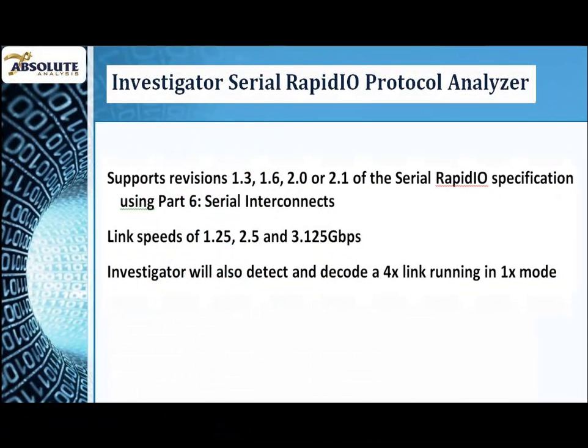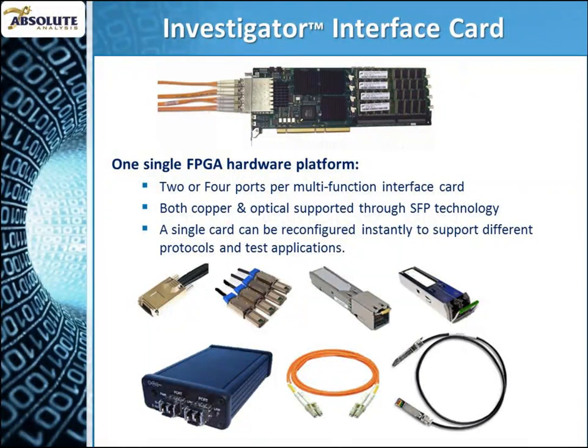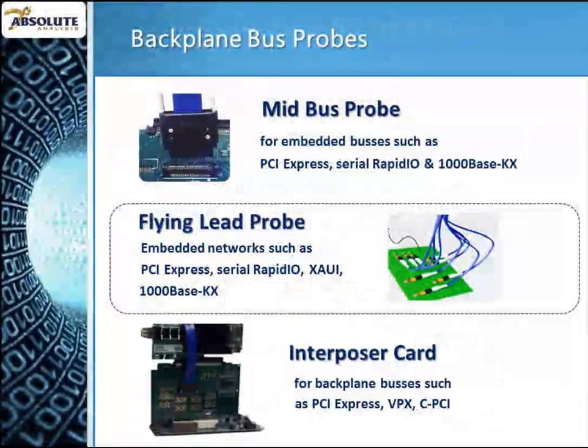Investigator for Serial RapidIO supports revisions 1 and 2 of the standard at link speeds up to 3.125 gigabits per second. It interfaces to your system using a copper QSFP media kit or an embedded systems probe supporting a mid-bus probe, flying lead or SMA media kit.